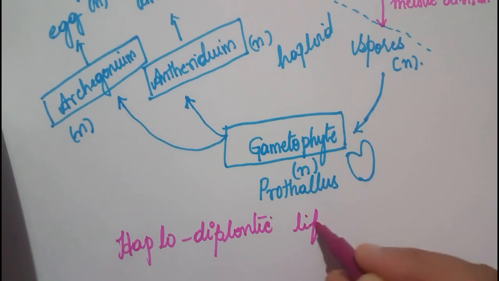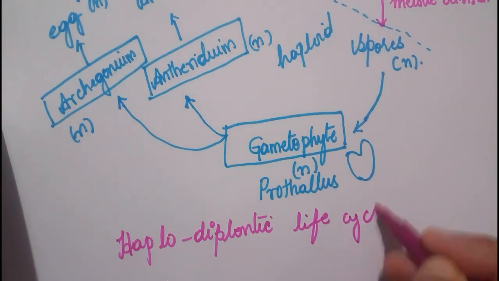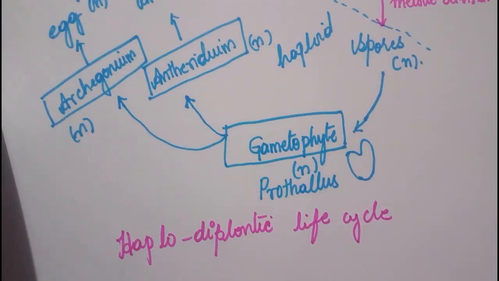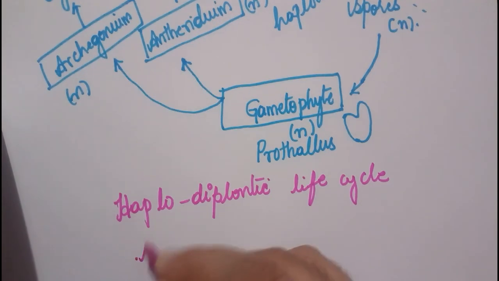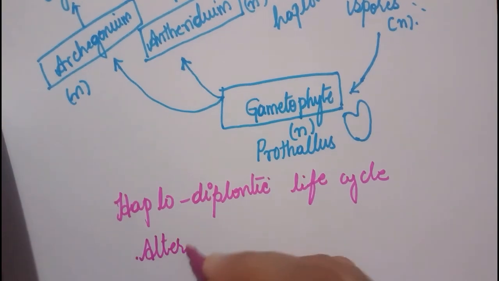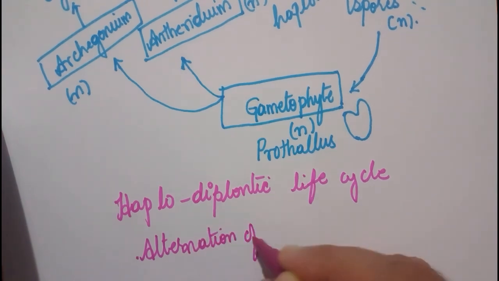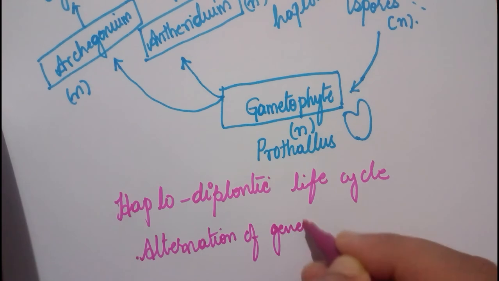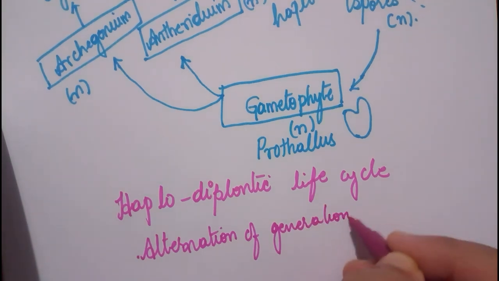Second one is alternation of generations, which is also seen here. What is alternation of generations? Gametophyte and sporophyte alternating with each other is called alternation of generations.